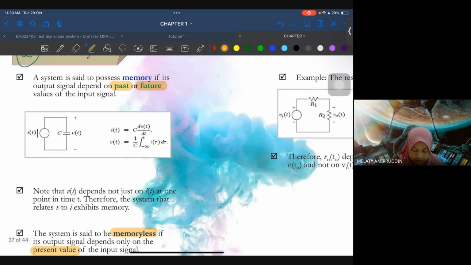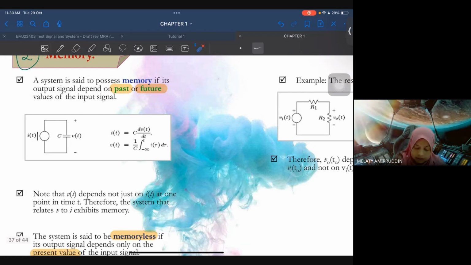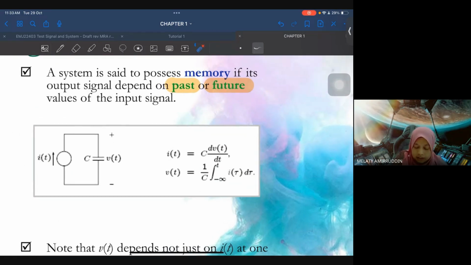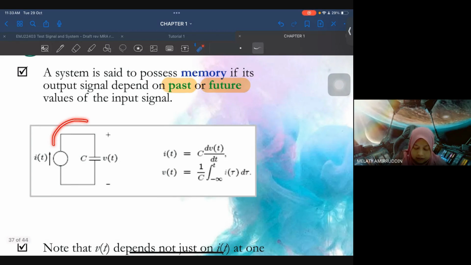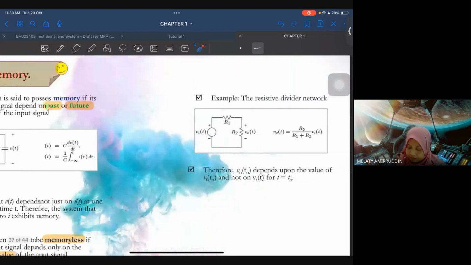For memory. Okay. This is the example for memory system. A memory system is something like, okay, the input signal, store energy here. The memory of the previous energy is stored here. Okay. So it is a memory system.